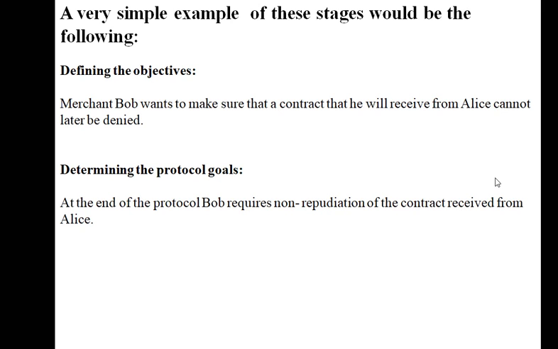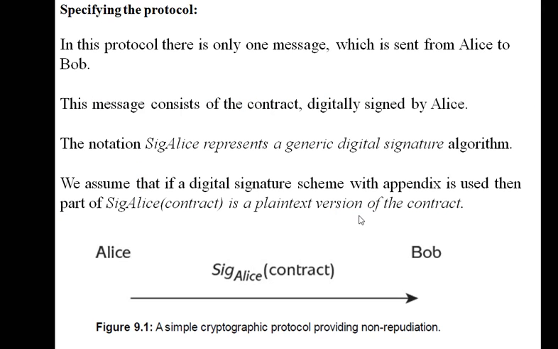A very simple example of these stages would be the following. Defining the objectives: for example, Bob wants to make sure that a contract that he will receive from Alice cannot later be denied. And determining the protocol goals: at the end of the protocol, Bob requires non-repudiation of the contract received from Alice. These all are examples of these stages.